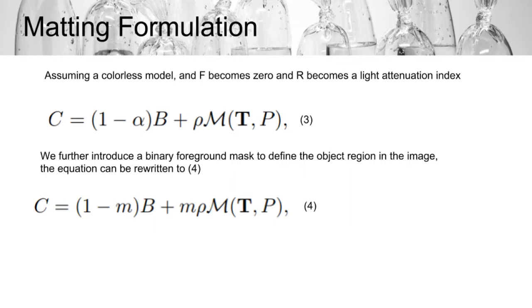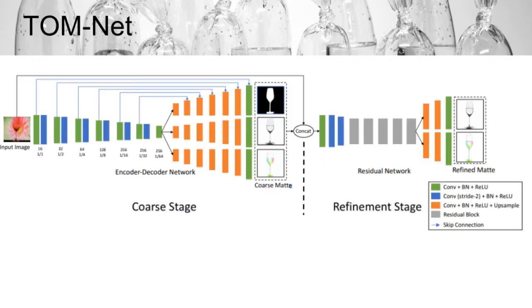where M represents background if M is equal to 0, and M represents foreground if M is equal to 1. In equation 4, we can observe that the transparent object matting problem is reduced to solving M, rho, and Phi, so we are left with only three unknowns.